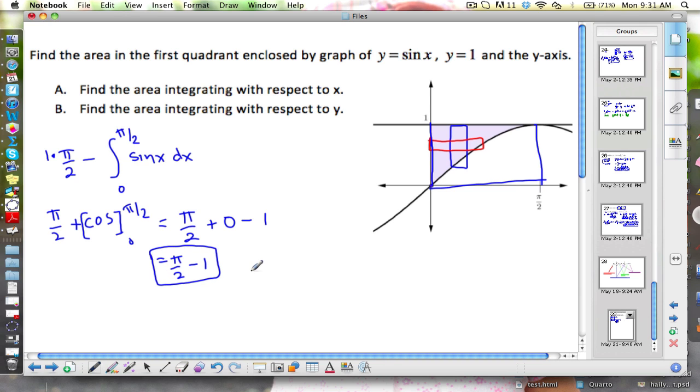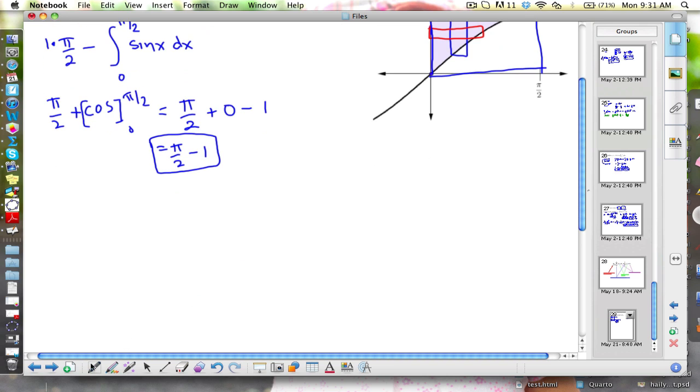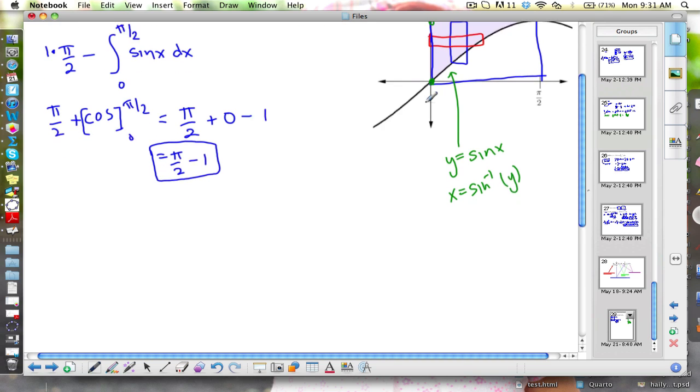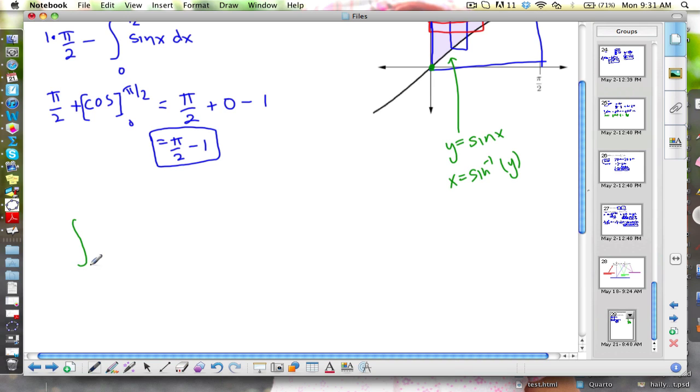Now let's try it with respect to y. What we first have to do is make this function equal to x, not equal to y. So right now it's y equals sine x. Solve for x, we get x equals sine inverse of y. Alright, and also remember we're integrating along the y-axis. Our width is the y, so that's 0 to 1 will be the widths of our infinitely many rectangles. So 0 to 1 of sine inverse of y dy.